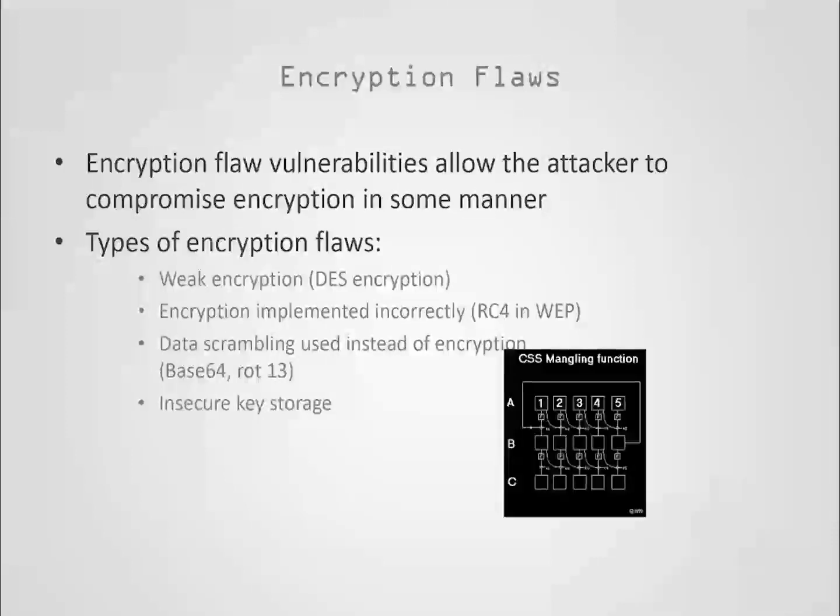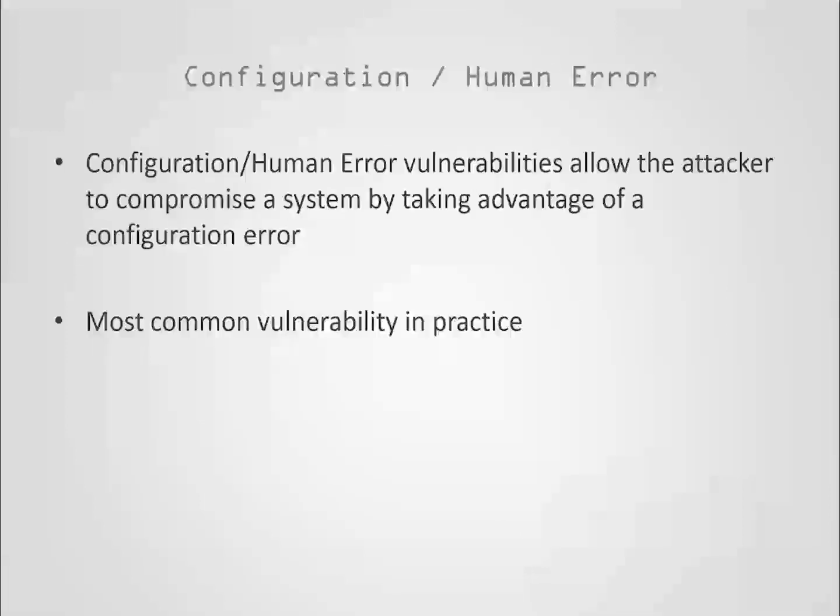There's different types of encryption flaws. They could be based on weak encryption, strong encryption being implemented improperly, or people using things like encoding instead of true encryption. And then, of course, there's always configuration or human errors, where you've got the right software and hardware, but the problem is in the configuration and the implementation. This is still, even today, the most common vulnerability in practice.